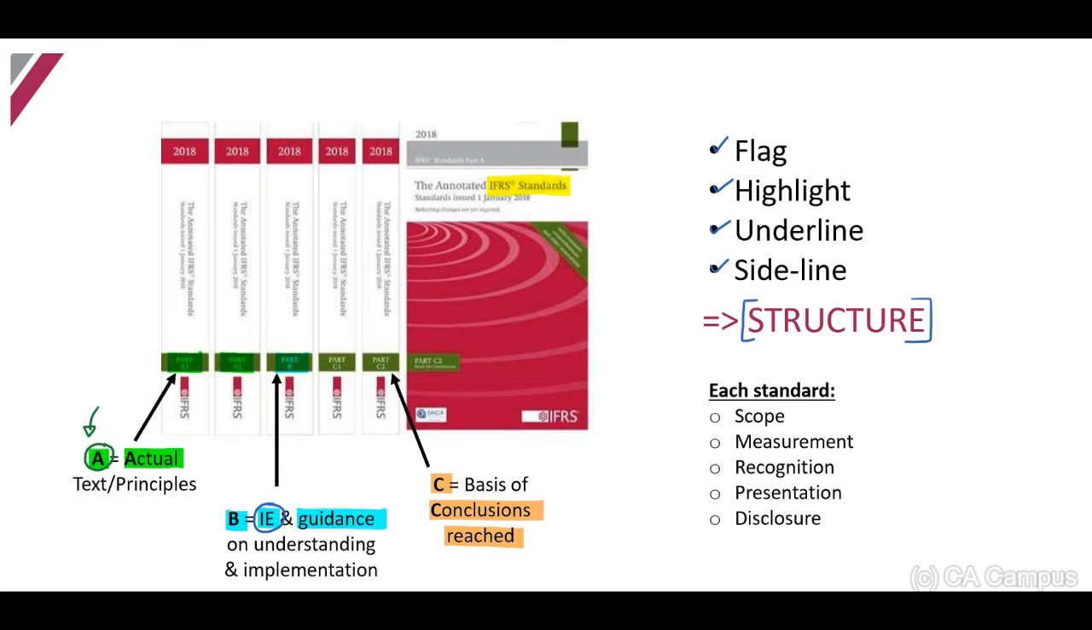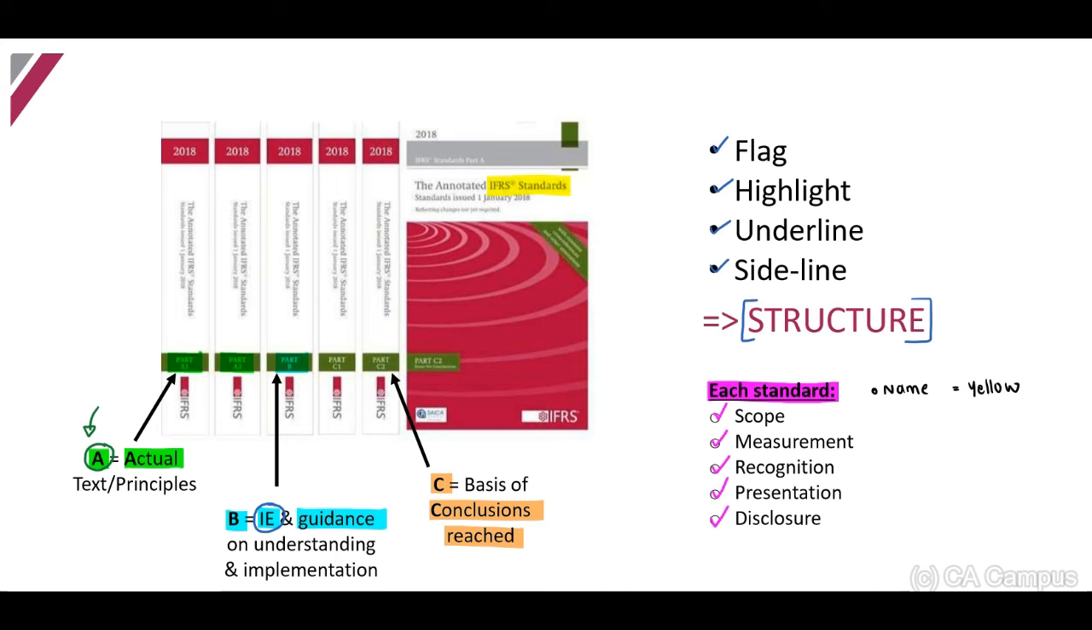When you look at each standard, you will identify that each standard will include as a minimum a scope, measurement, calculation principles, recognition principles, presentation, and disclosure. Therefore, the structure that I want to follow is to allocate colors to this. Now, when I open my textbook, I need to ensure that it is user-friendly and that I'm able to easily allocate certain paragraphs. Therefore, for the name of each standard, I will include a yellow flag and I will write the name on the flag.